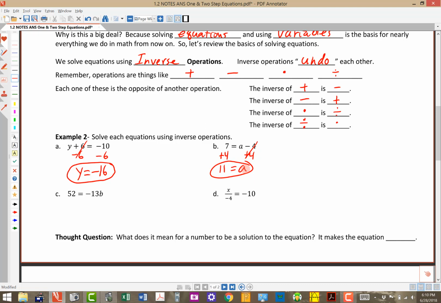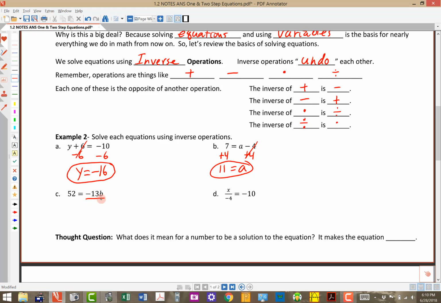And please get used to the fact that we can have the variable on either side. It doesn't make any difference. Just read it from the variable. This is y equals negative 16, and this is a equals 11. Totally fine there, no problem. Let's take a look at this next one. We've got negative 13 times b. Remember, we need to get rid of or undo multiplying by negative 13.